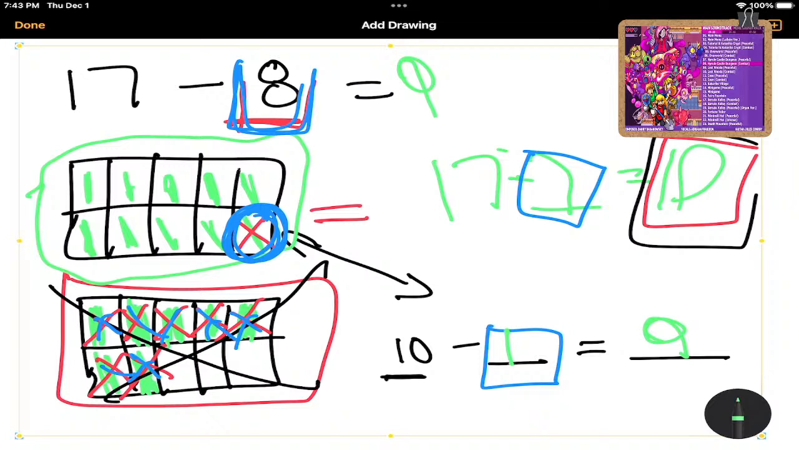Okay, so how do you check your work? By putting 17 in my head minus 8. So 17, 16, 15, 14, 13, 12, 11, 10, 9. Okay, so is the answer correct? Yeah. Okay, we'll do one more.